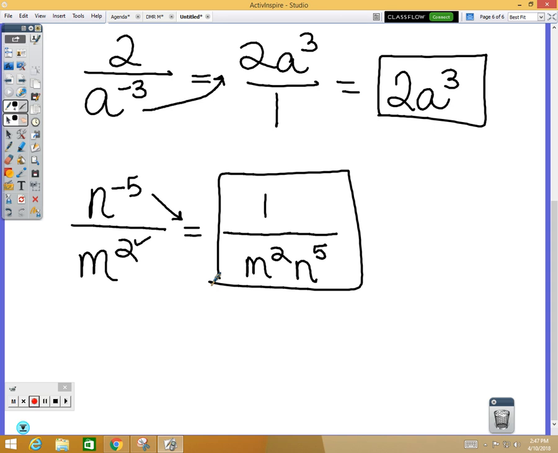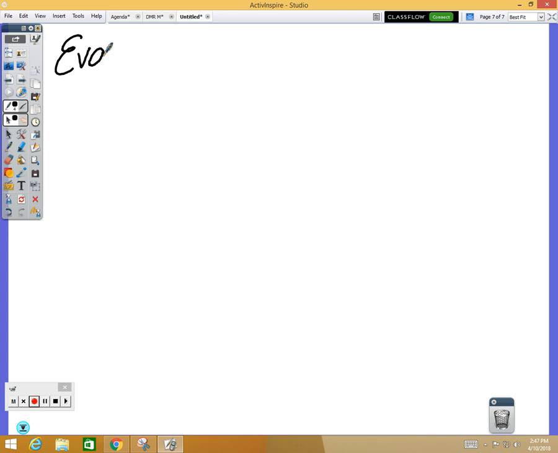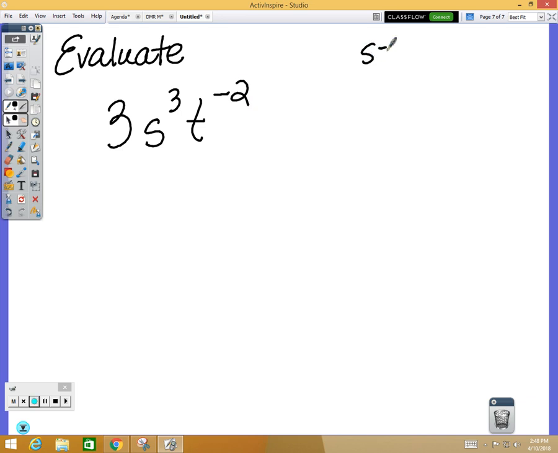For these next ones, we're going to evaluate. And whenever it says to evaluate and you're doing algebra, basically what you're doing is replacing or substituting in for the variable and solving. Okay? So if we have the expression 3s to the third power t to the negative second power, and they are saying that s equals 2 and t equals negative 3.